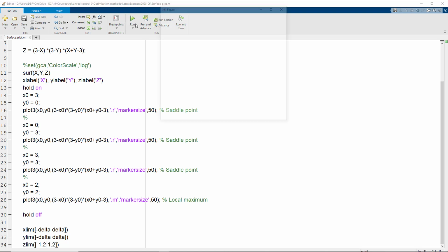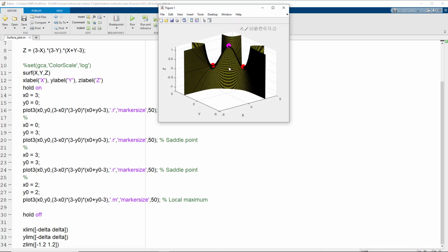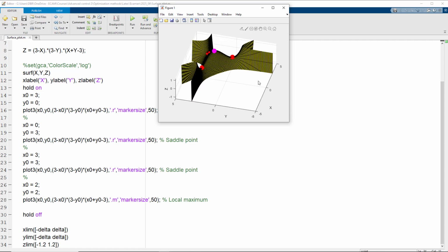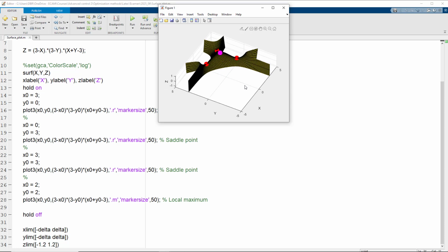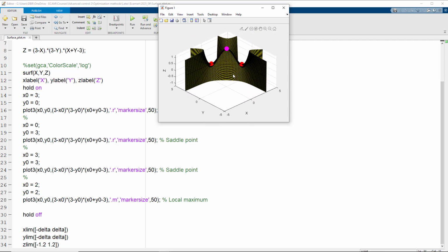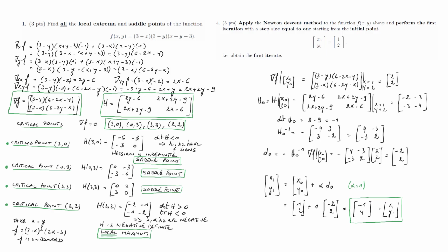So if we do this, this is what we obtain, and you can clearly see indeed that the 3 critical points in red are the saddle points, and that we have a local maximum in 2, 2. So this seems to be correct. Let us now have a look at question 4, and for that we can reuse what we have done for question 1, right?